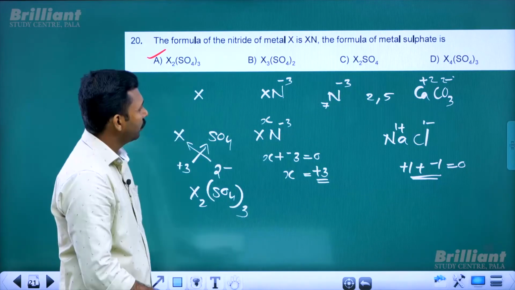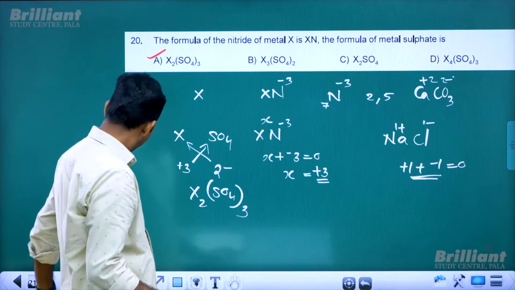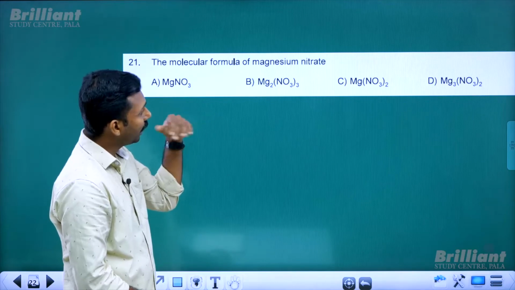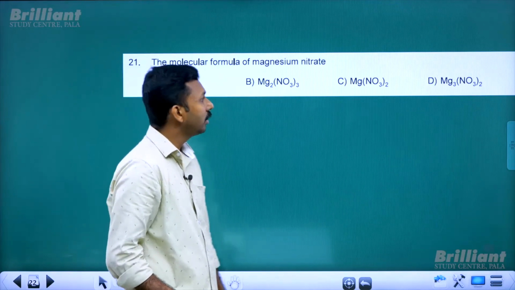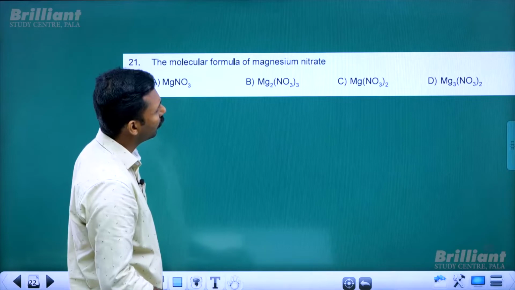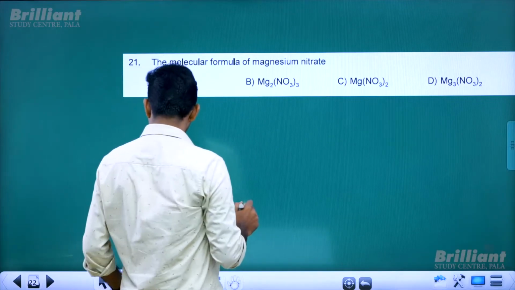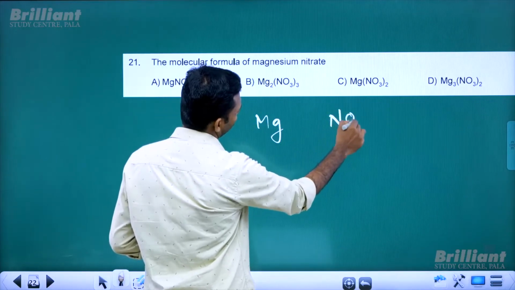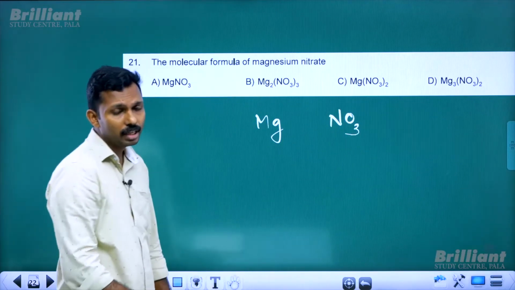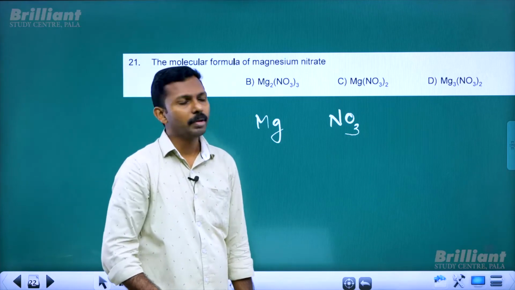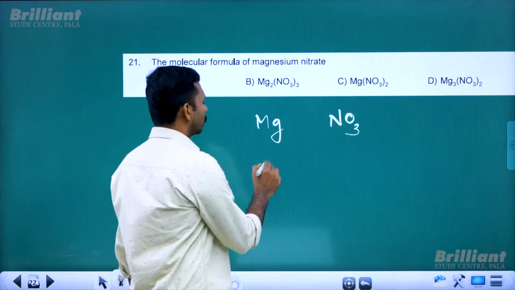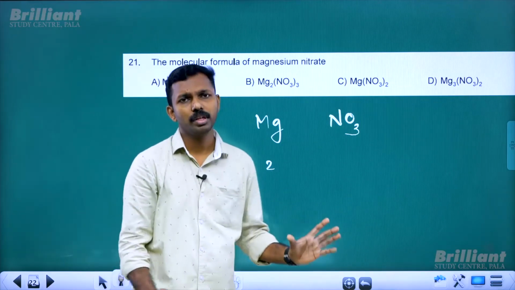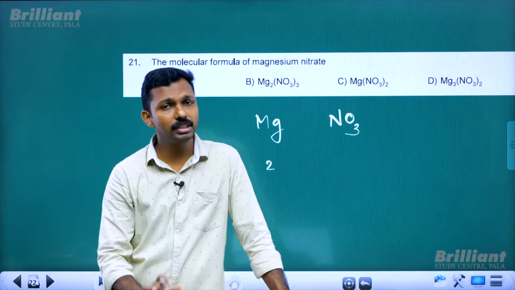Now, going to 21st question. The molecular formula of magnesium nitrate. How to identify it? The elements are magnesium and nitrate ion, NO3. We know that magnesium is from second group. Magnesium has valency plus 2, Mg2 plus. It will always have valency plus 2. That you should keep in your mind. That is a general fact.